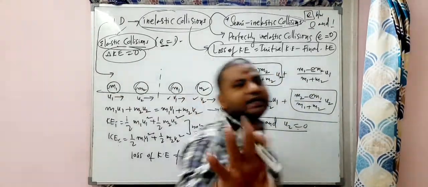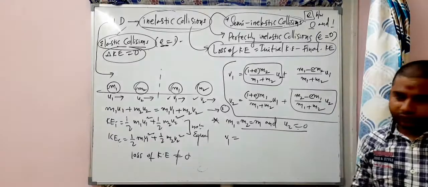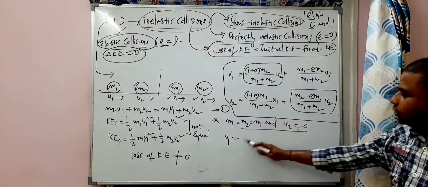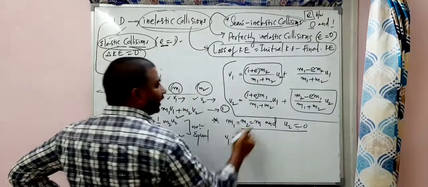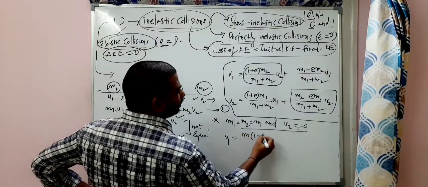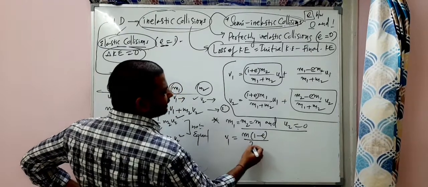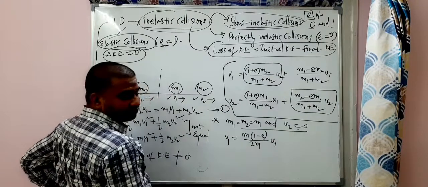Half of the headache is removed. Right? Half of the headache is removed. Okay, so v1 is equal to, this is left. So I can write it with m common, this is 1 minus e, m plus m is 2m, into u1. So that expression we got.